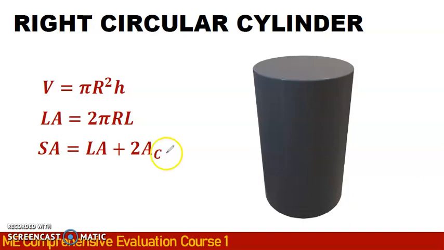The right circular cylinder. For a right circular cylinder, the volume is pi r squared h. Basically, it's just the area of the base times the height. The lateral area, or the lateral sides, is 2 pi r L. The surface area is 2 pi r L plus 2 times the area of the circle here.